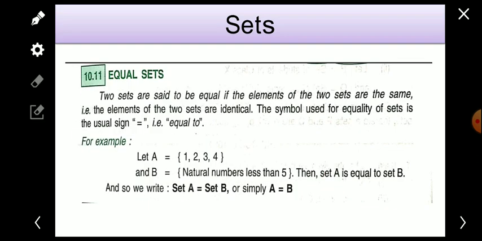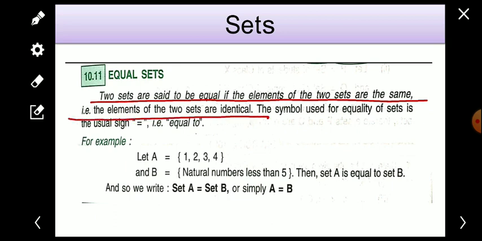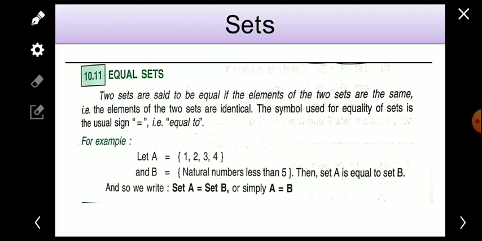Now equal sets. What are equal sets? Two sets are said to be equal if the elements of the two sets are the same. That is, the elements of the two sets are identical. The symbol used for equality of sets is the equal sign. If two sets have the same elements, all the elements of both sets are identical, then both the sets are known as equal sets.